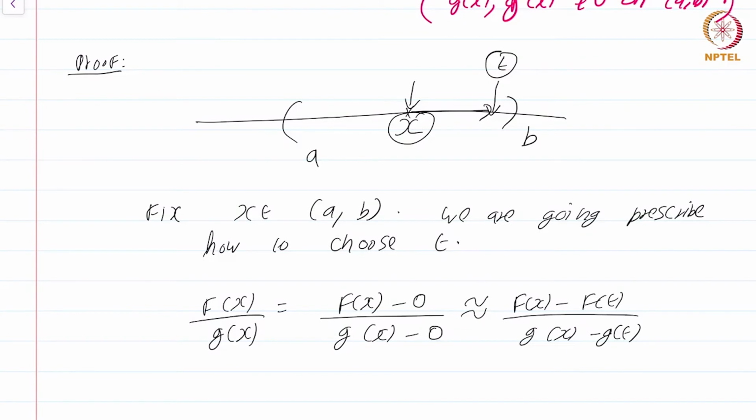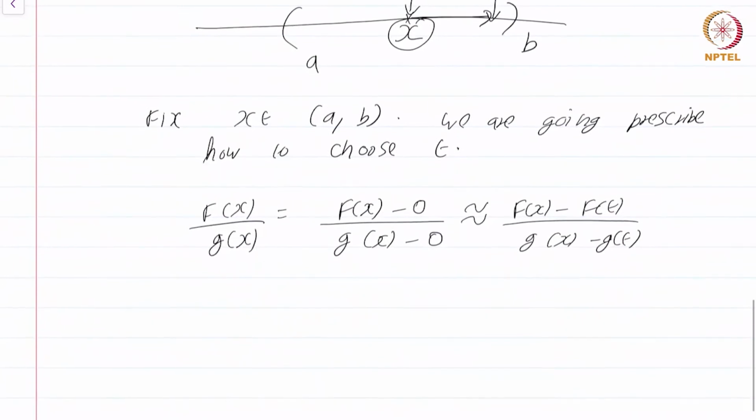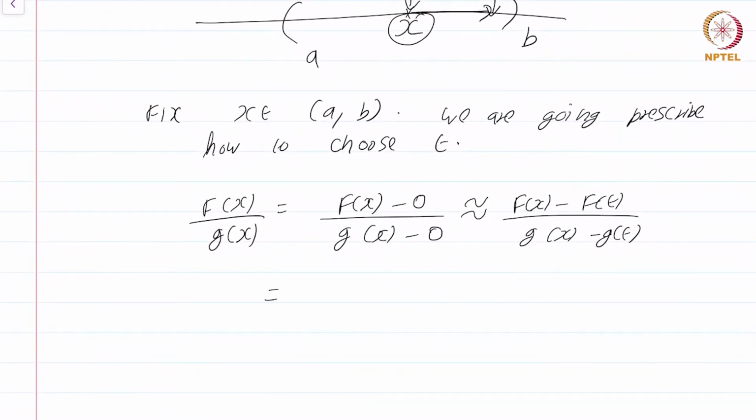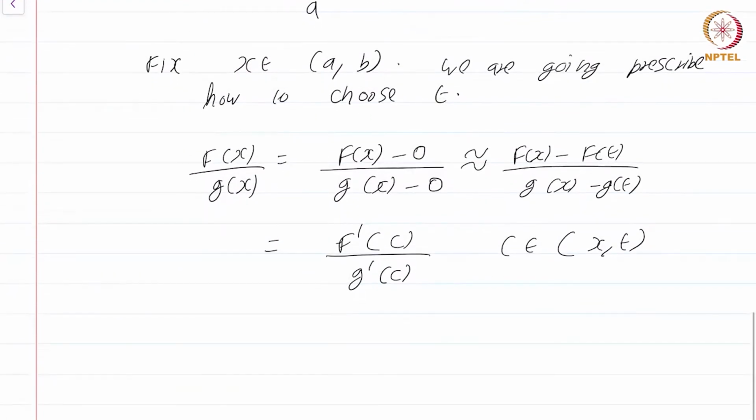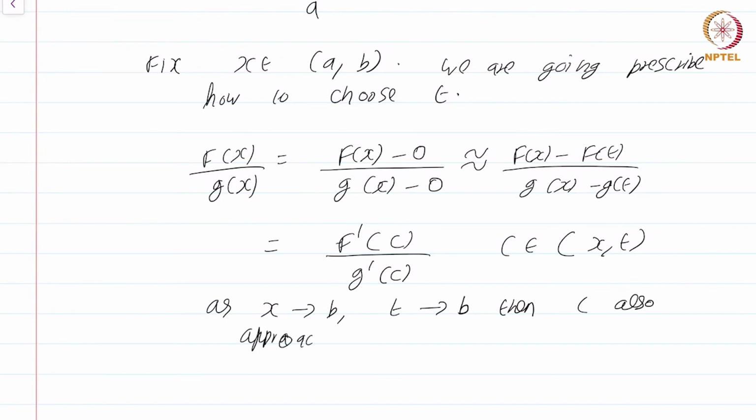Correct? Now, because of this, we can write this as f prime of some c by g prime of c, where c lies in the interval between x and t. Now as x approaches b, t also approaches b. Given an x, we can always choose t very, very close to b. Then c also approaches b, because c is squeezed between x and t. Hence the above ratio converges to L.